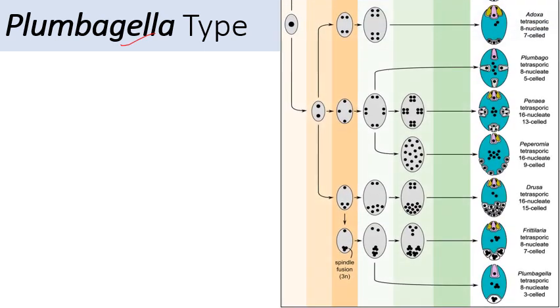The next type of embryo sac is Plumbagella type. Here in Plumbagella type, there is again an arrangement of the megaspore nuclei in 1 plus 3 groups. One nucleus is at one corner, and the other 3 nuclei will fuse to form a triploid nucleus, and it is followed by a single mitotic division.